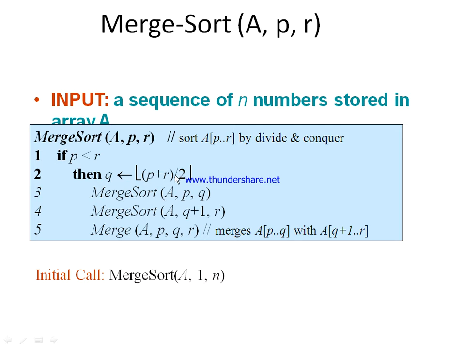Divide the list into 2 halves. Then call merge sort recursively on the first half and on the second half. And next you can merge these two. That is, process these two by calling merge sort recursively with the 2 partitions until P equals R. That is, there is a doubt until when we have to continue. So until P equals R.